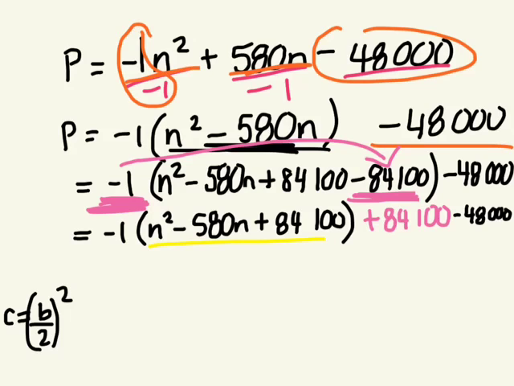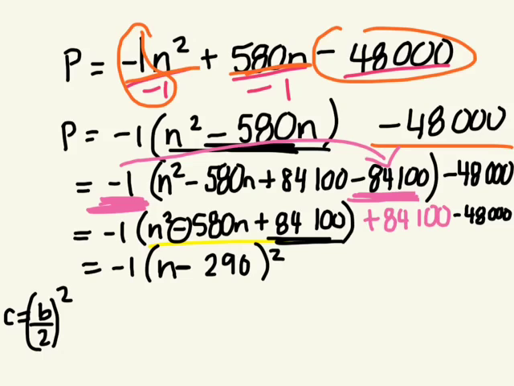Okay, now we have our perfect square trinomial. How do you factor that? We still have this negative 1. You have to include that. It's the A value. How do I factor this? n minus, good, because this is a negative, and we have to find the square root of 84,100, which is 290, and we know it's going to be squared, because it's a perfect square. What's 84,100 minus 48,000? Good. Now this is in vertex form.